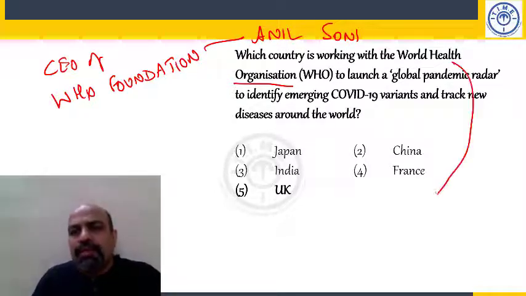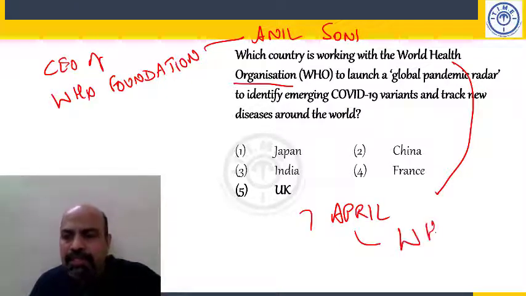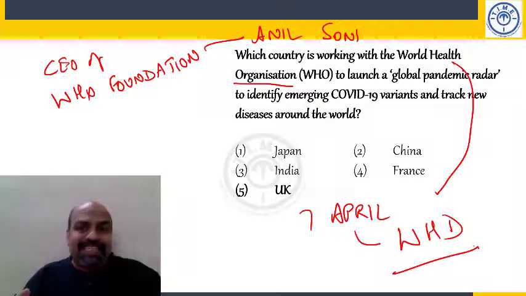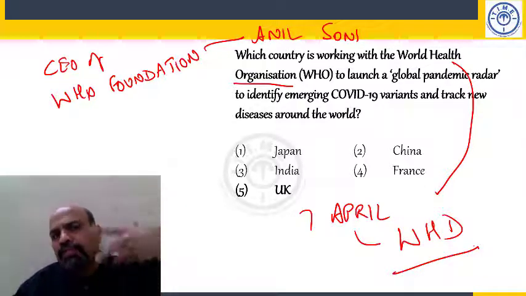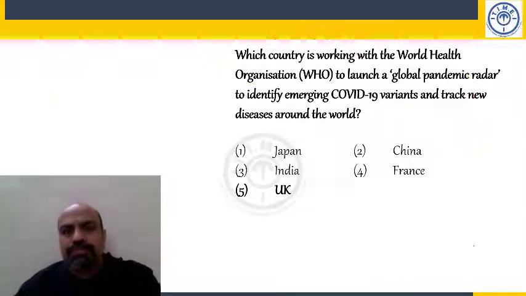You just write this extra fact. Another one you could write. Founding date of WHO, April 7th, is observed as World Health Day. Founding day of World Health Organization is observed as World Health Day. Okay, it's 7th April 1948. But we just look at the day, that is 7th April is World Health Day.